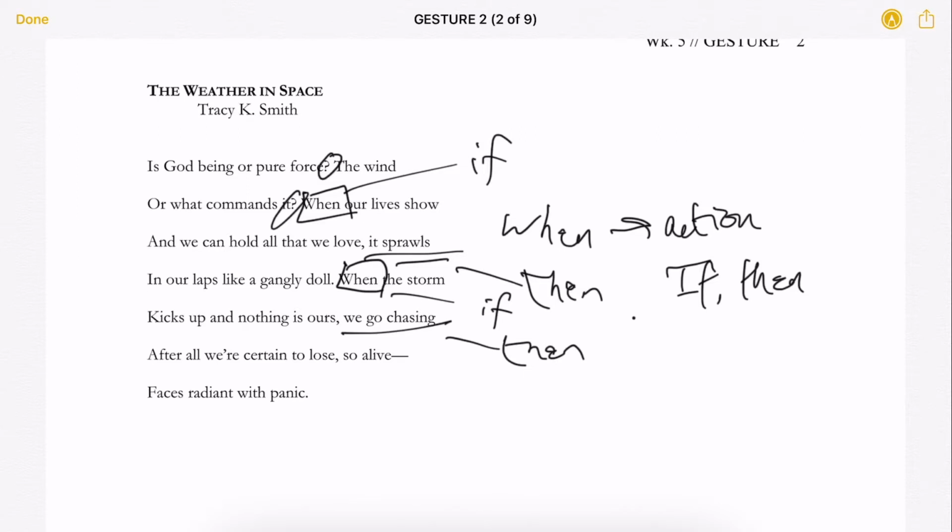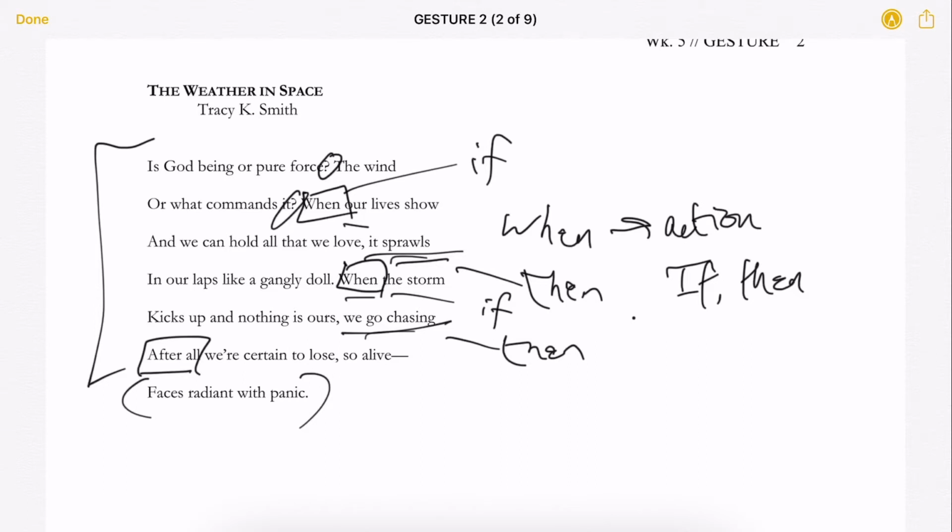And then what do we have here? After all, summary of argument. We're certain to lose, so alive. Faces radiant with panic. What's interesting here is that so far in this poem, the majority of the poem, we're operating along entirely rhetorical lines. Is God this? Is God this or that? And then if, then.